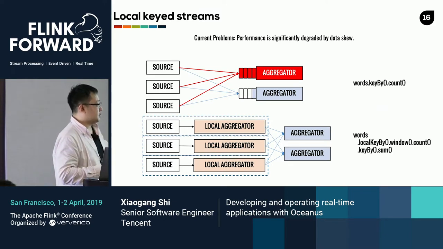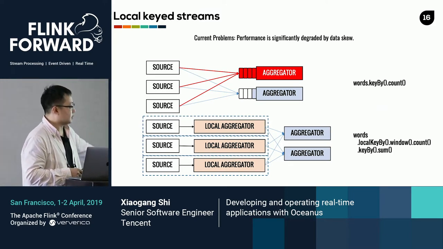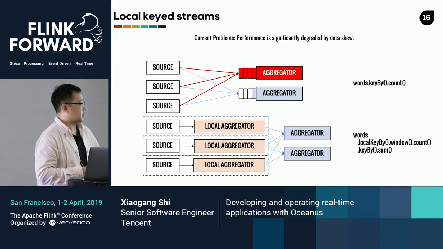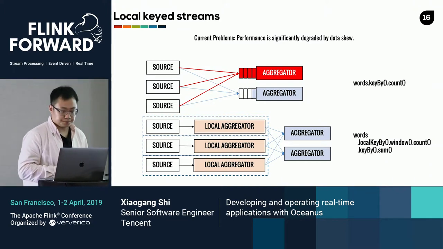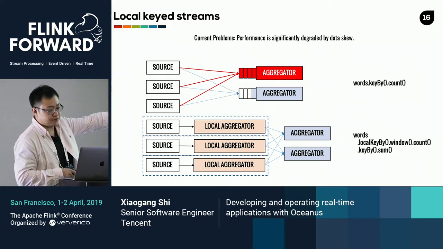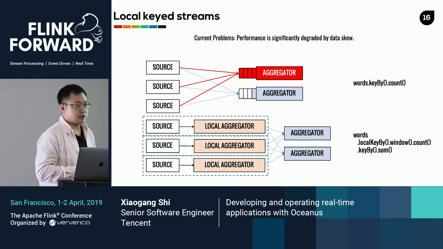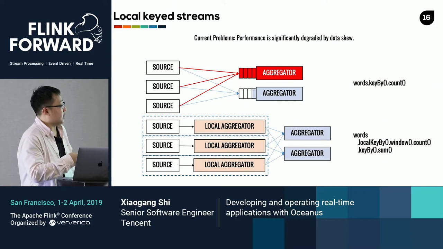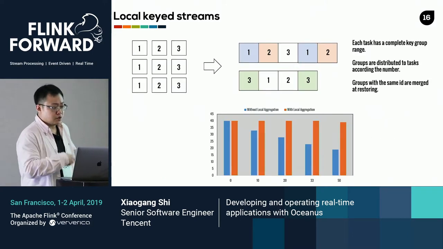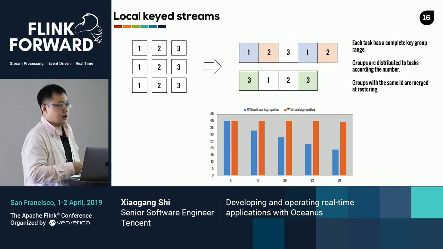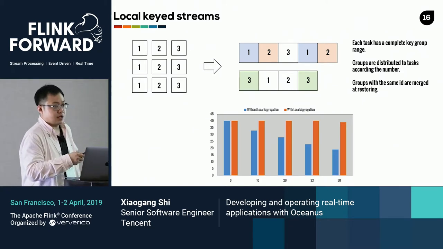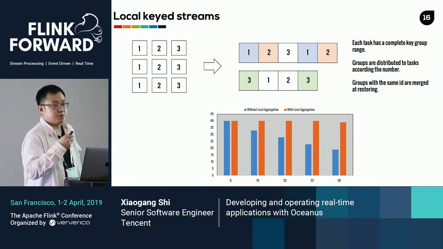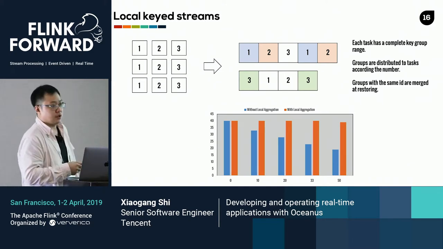That means we perform some aggregation on the map side or the source side, and the aggregated results are passed to the reducer. That means we change the program from the upside to the downside. It helps a lot to improve the performance. The local keyed streams are very similar to keyed streams in terms of the users can also access states via runtime context, and users can also perform window operations on the local keyed streams.